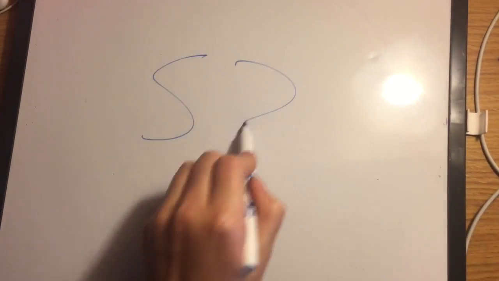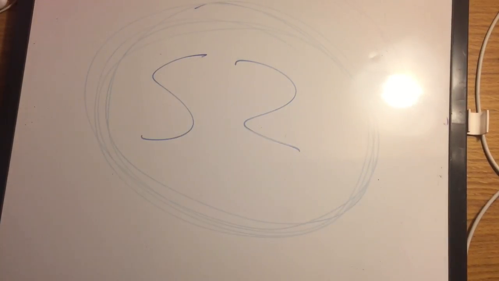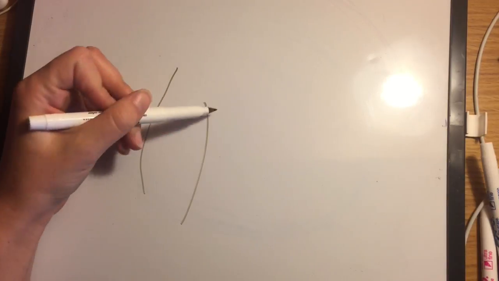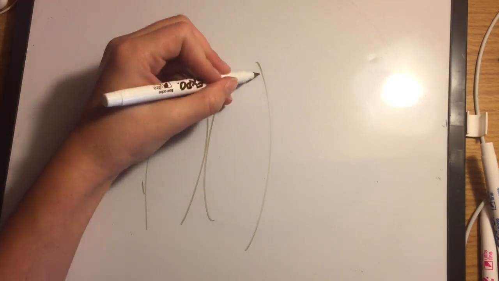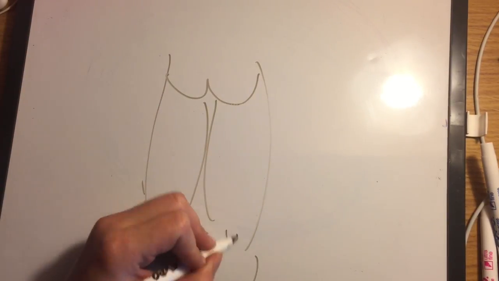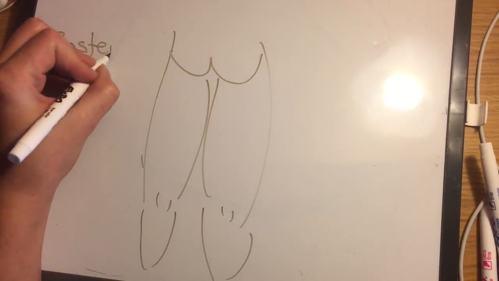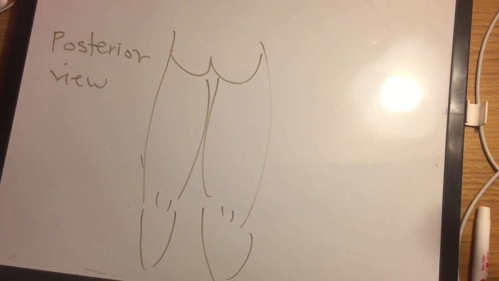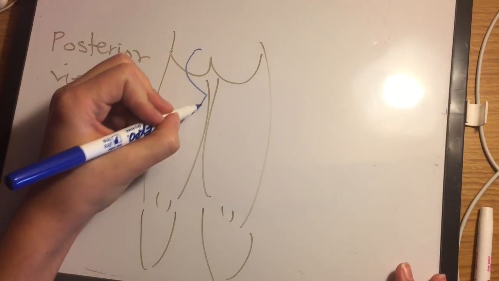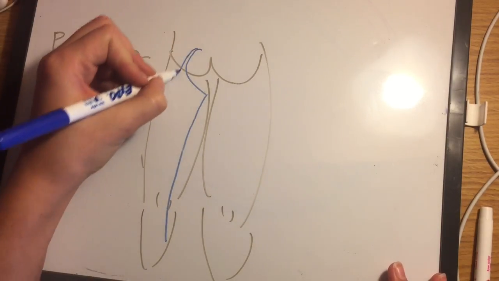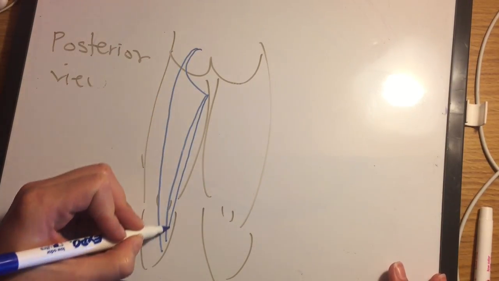The last one is S2. S2 is located on the posterior side of the body. It is located in the center of the hamstring muscles.